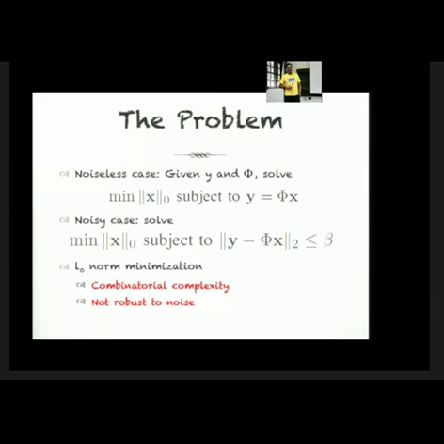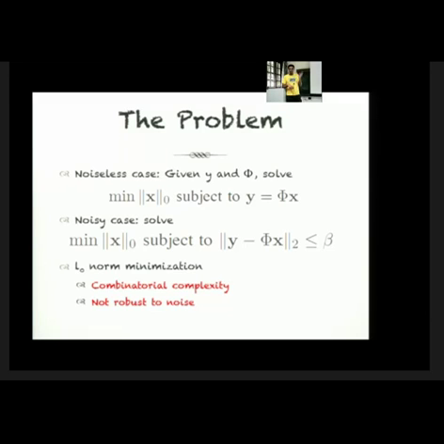Fundamentally, it's because there is a combinatorial nature to the problem. One simple brute force way of solving it is, you would say, suppose my x had only one non-zero entry, and suppose that non-zero entry was the first entry. Then you would compare the first column of phi with your vector y. If they are just proportional to each other, then that proportionality constant is the coefficient I need with the first entry that will actually explain my observations. So you've solved the problem.